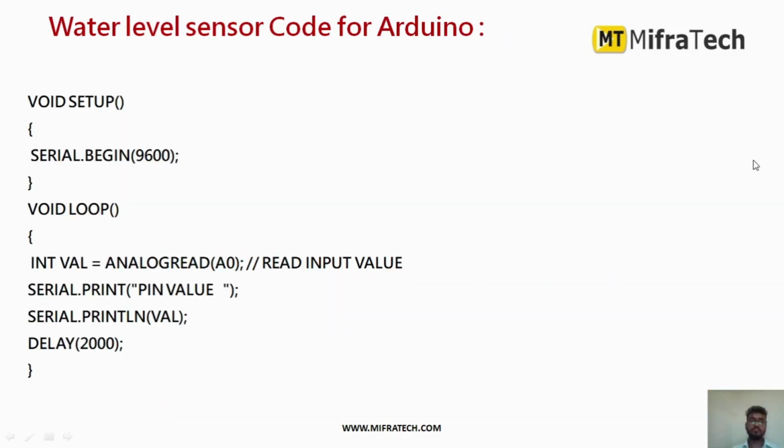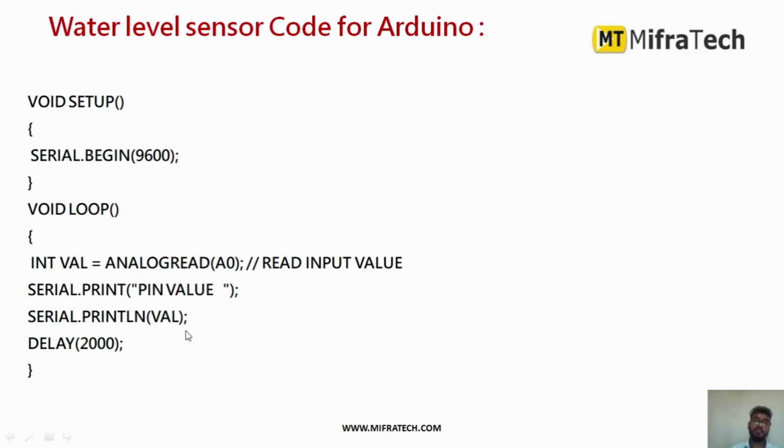Next we will see how to program it. First we define the setup. Serial.begin(9600), this is the baud rate we have to mention. After that, the values should be read continuously, so I am writing it in the loop. int val = analogRead, as it gives analog values and I have connected the sensor to pin A0, which is also analog. I use the analogRead command to read the values. The water level sensor gives analog values directly from this pin, and I am reading and storing those values in the int val variable.